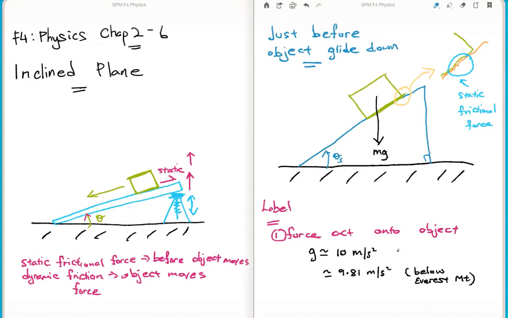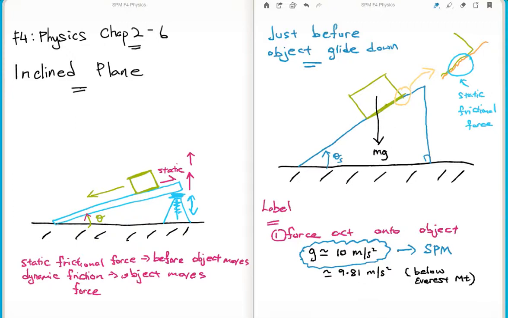For SPM purposes, you may use this value. You don't need to get obsessed with this 9.81. You don't need to be so particular about the accuracy at the moment, because 10 will do just great. For SPM, when you're sitting the exam, use this value. Once you're in your pre-U, your A level, then yes, you need to use 9.81.